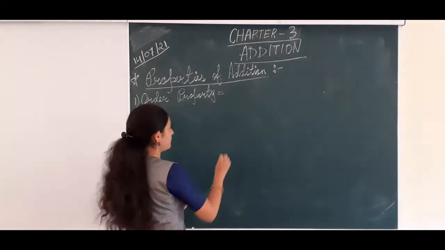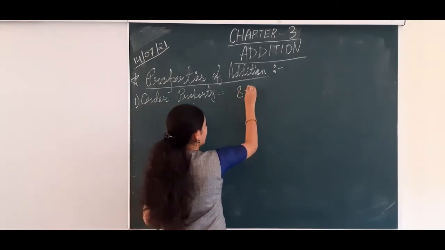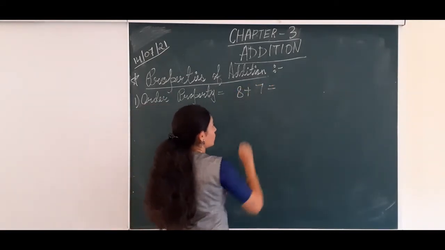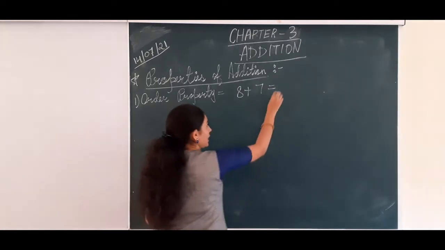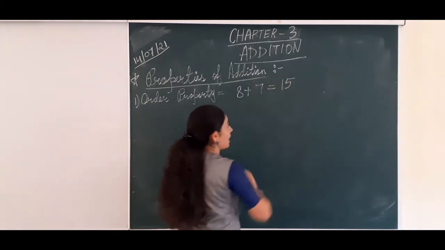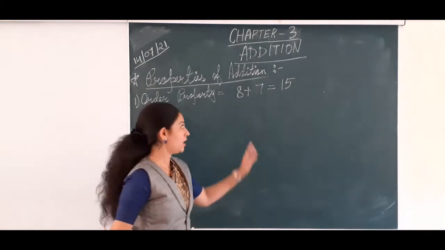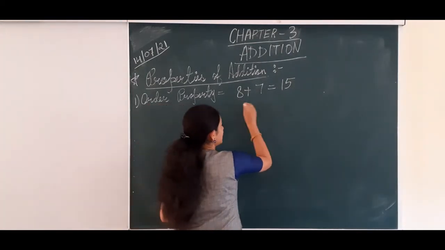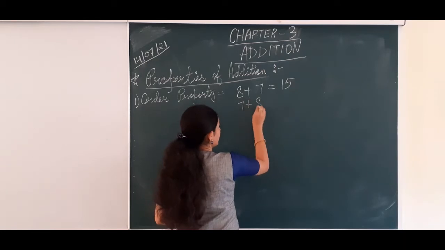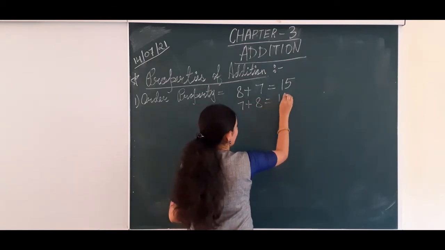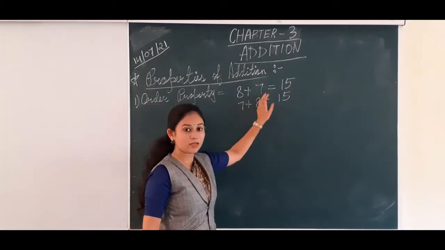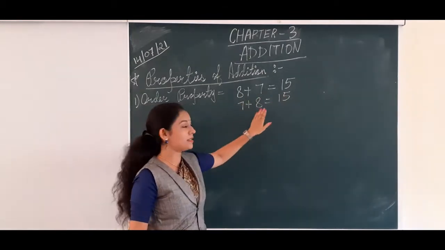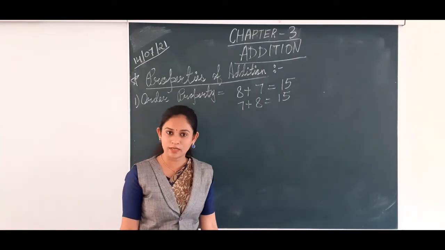Like for example, if I am going to add 8 plus 7, the answer is 15. If I am going to add 7 plus 8, the answer will remain the same. 8 plus 7 is also 15 and 7 plus 8 is also 15.